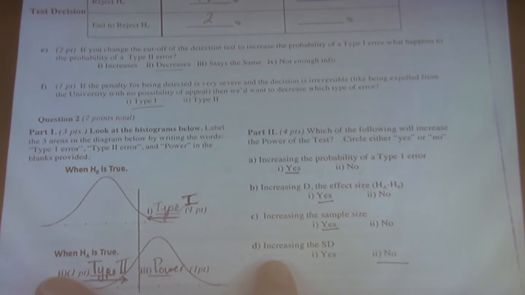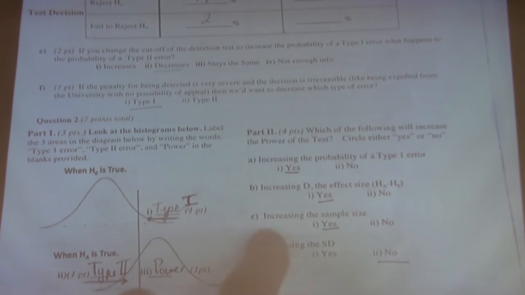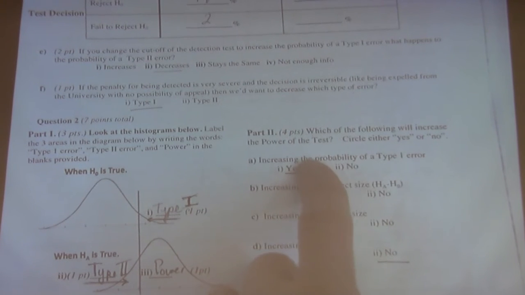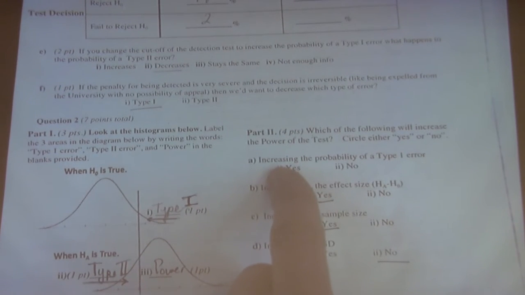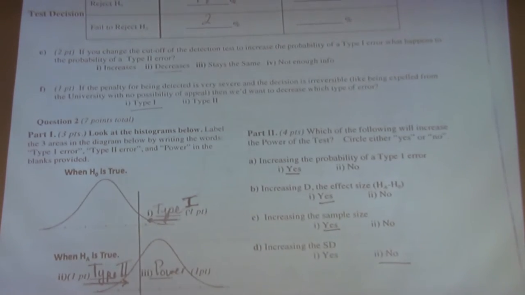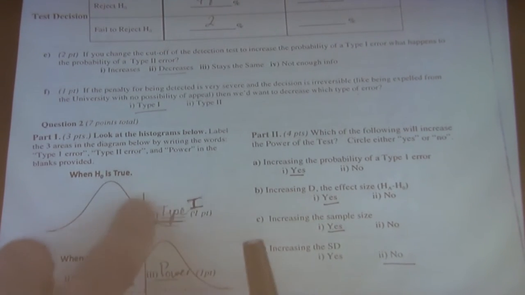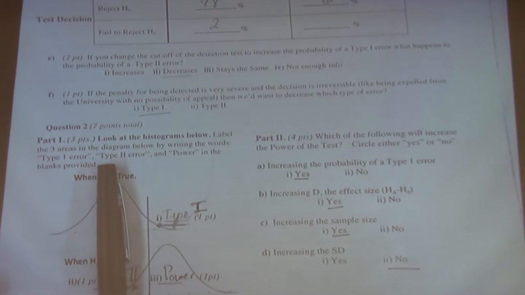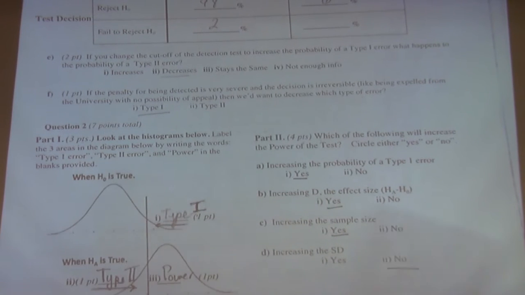And here some people got these wrong, so maybe it would help to just go over it a little bit. All right, so it says, which of the following will increase the power of the test? Increasing the probability of a type 1 error. So if we look this way, increasing type 1 would be moving it like this, and clearly that would make the power bigger.